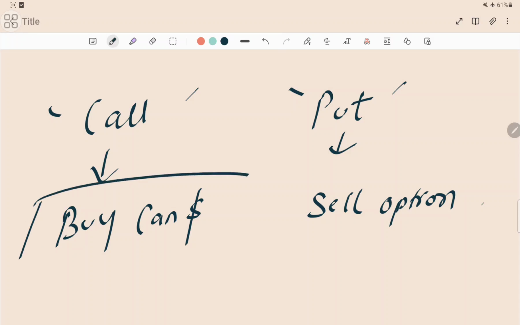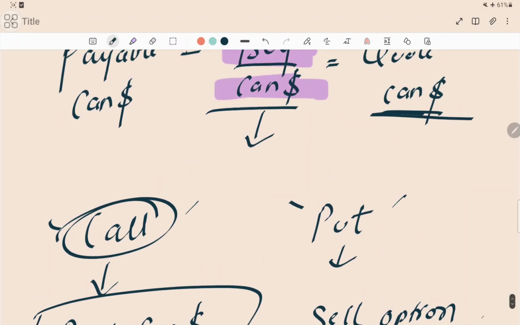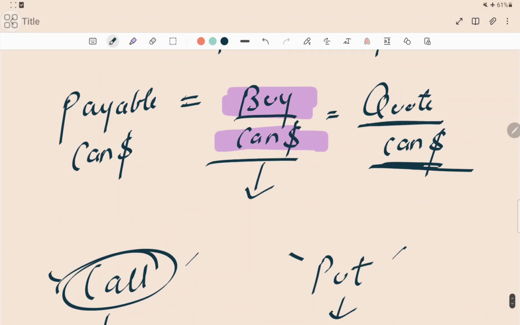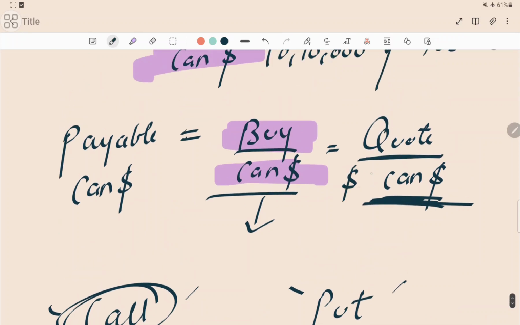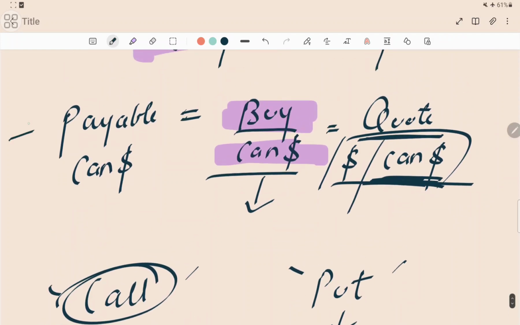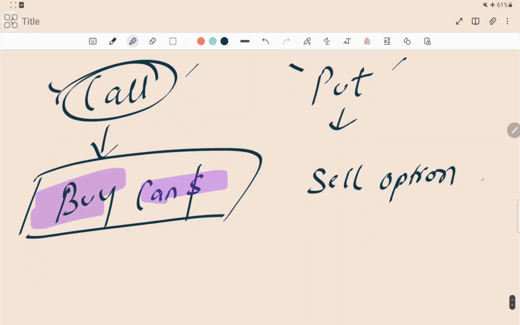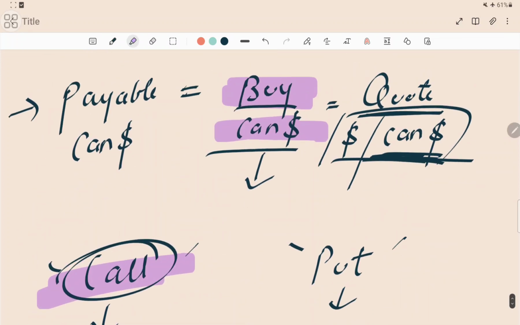Now in my case I have to buy Canadian dollar, so call option fits very perfectly because the strike price, the quote that is given to me, is also a Canadian dollar quote, basically dollar by Canadian dollar. Are you able to understand this justification? Correct? Why call option is selected? Because I have to buy Canadian dollar. Buy is call option, correct, which is given to me.